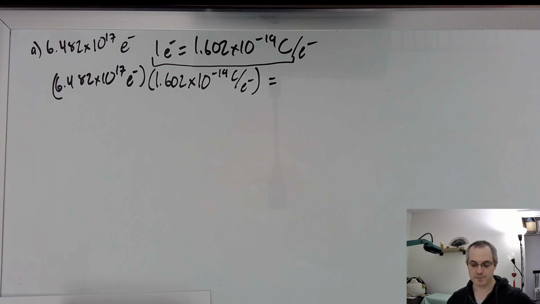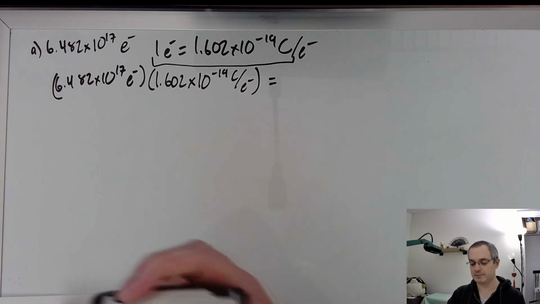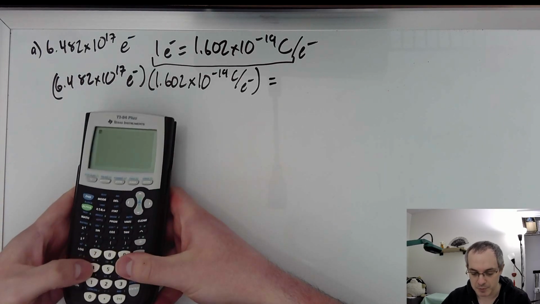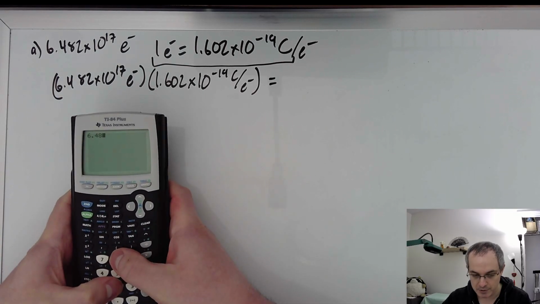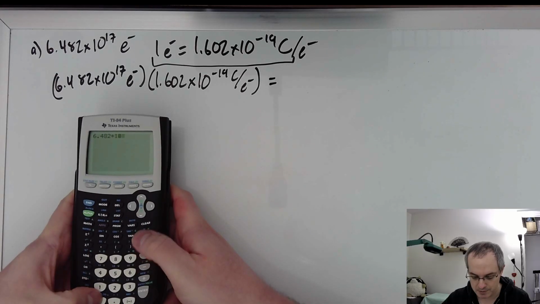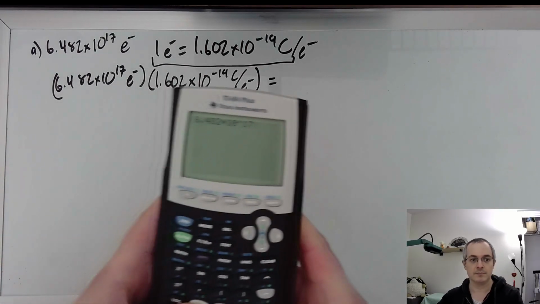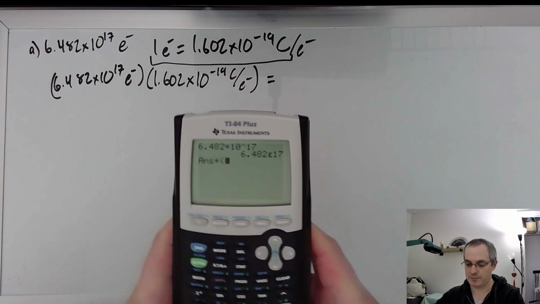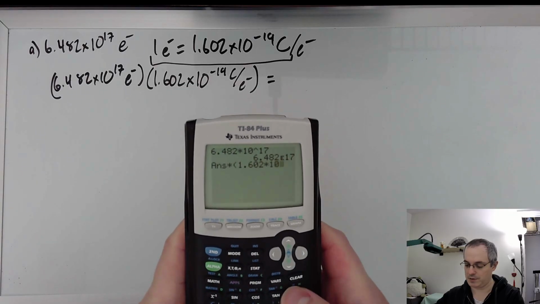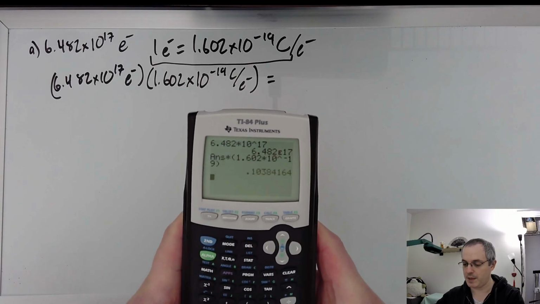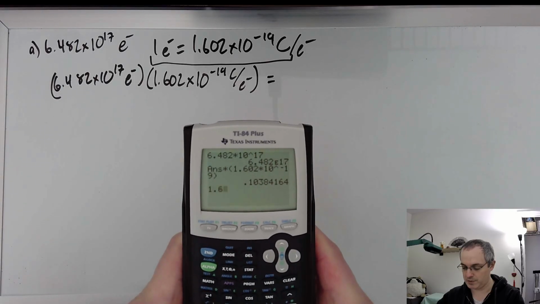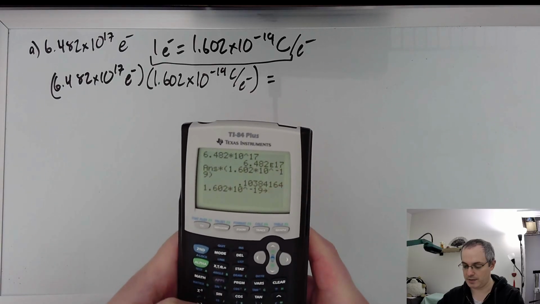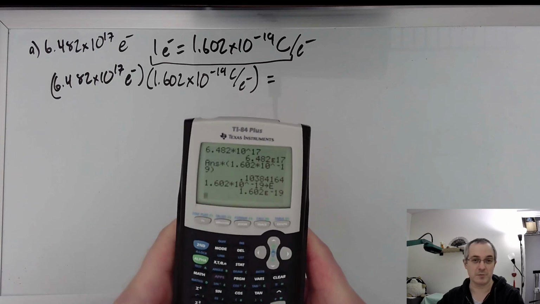You might be able to do the exponent part without a calculator, but you're going to want it for the number part. 6.482 times 10 to the 17, so you can follow along, times 1.602 times 10 to the minus 19. I'm going to store that as E for now, because we're going to be using it 3 more times.